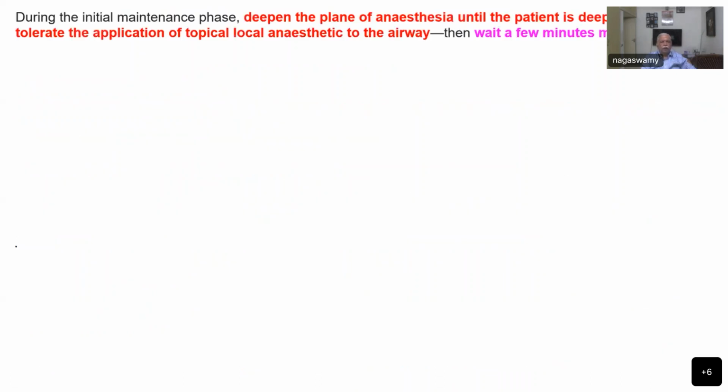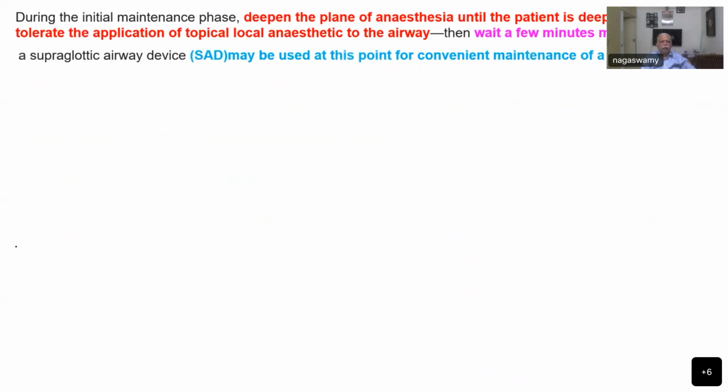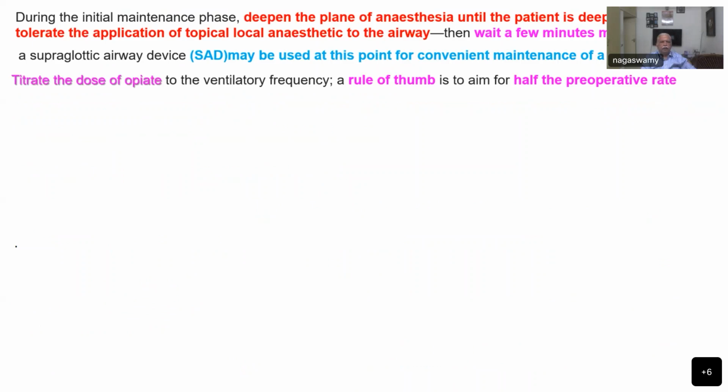And during the initial maintenance phase, deepen the plane of anesthesia until the patient is deep enough to tolerate the application of topical local anesthetic. Then after application, again continue ventilation and wait for a few minutes for the local anesthetic to take effect. Then you can put a supraglottic device, an LMA also, to maintain the patent airway. And then you can give titrated doses of opioids to reduce the ventilatory frequency.